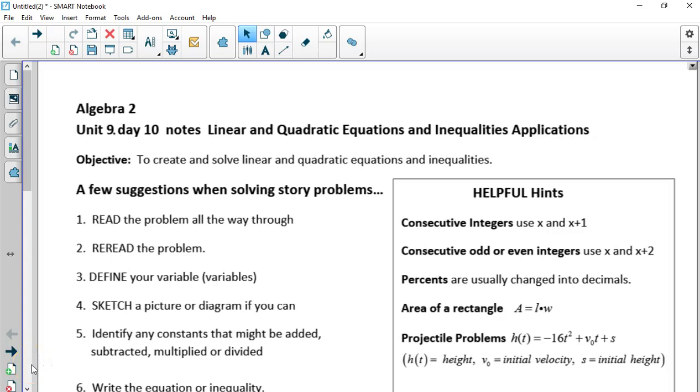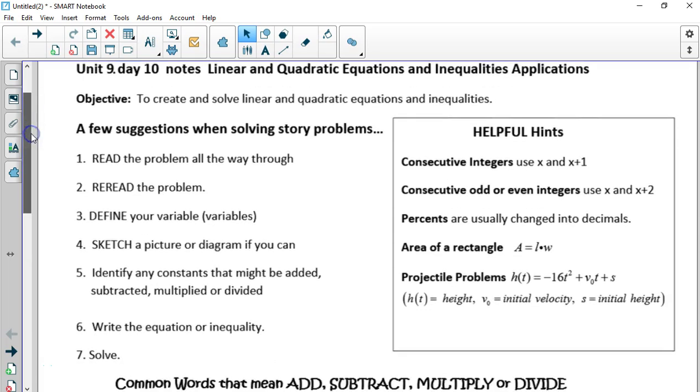K10 notes. Linear and quadratic equations and inequalities applications. Our goal is to create and solve linear and quadratic equations and inequalities. We're dealing with story problems.